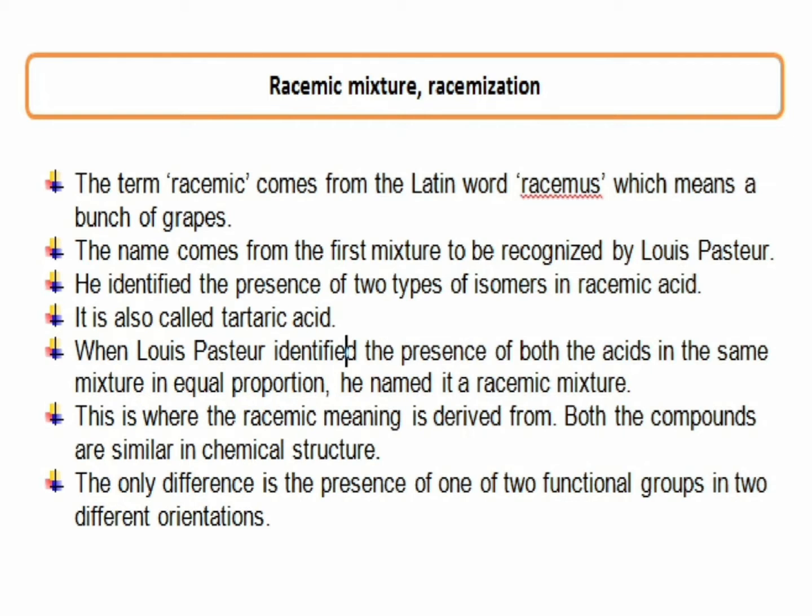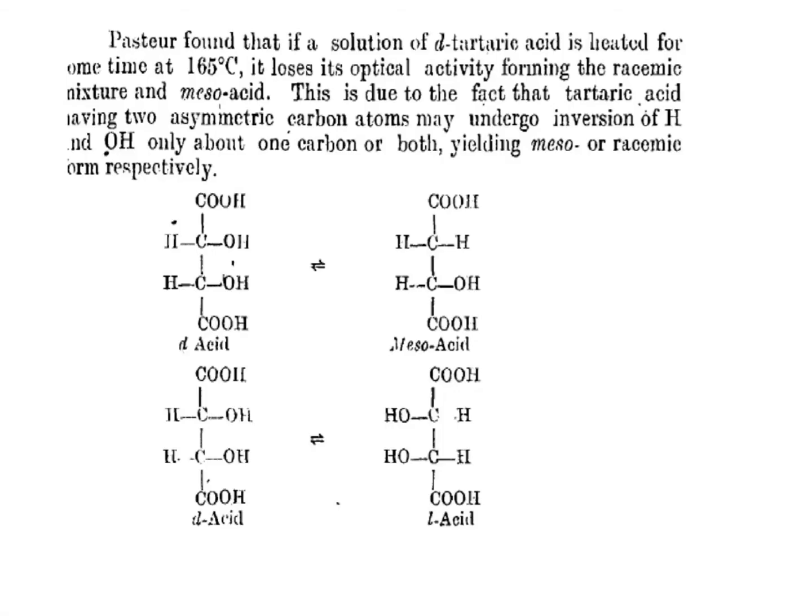When Louis Pasteur identified the presence of both the acids in the same mixture in equal proportion, he named it a racemic mixture. This is where the racemic meaning is derived from. Both the compounds were similar in chemical structure. The only difference is the presence of one or two functional groups in two different orientations.